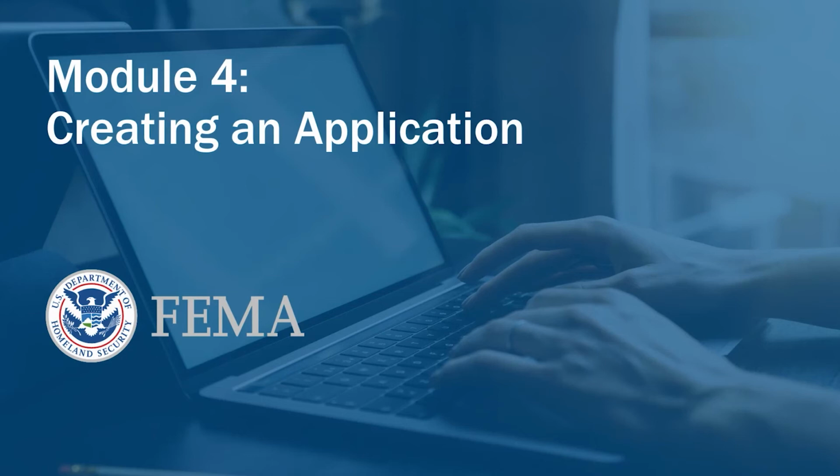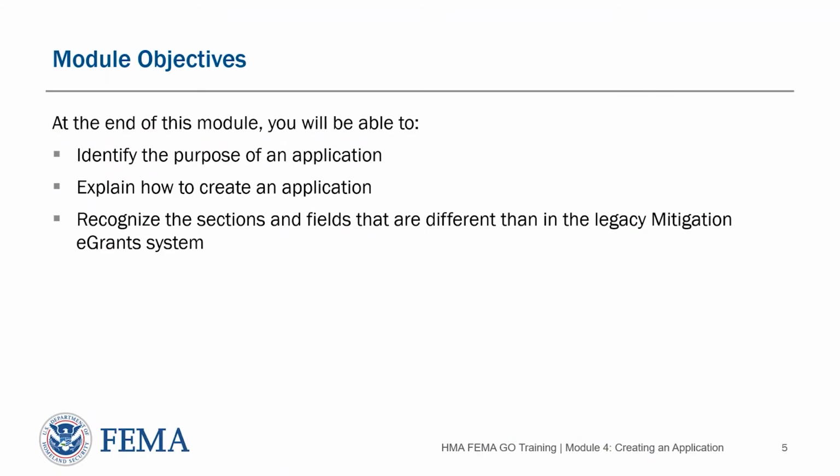Many of you joined us for Module 3, which was Sub-Application Review. So today we're going to go over Module 4 on what you would need to do to attach those reviewed sub-applications to your grant application. At the end of this module, you'll be able to identify the purpose of an application, explain how to create an application, and recognize the sections and fields that are different than in the legacy mitigation e-grant system.